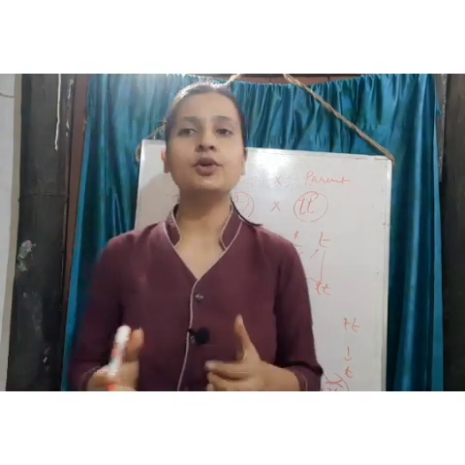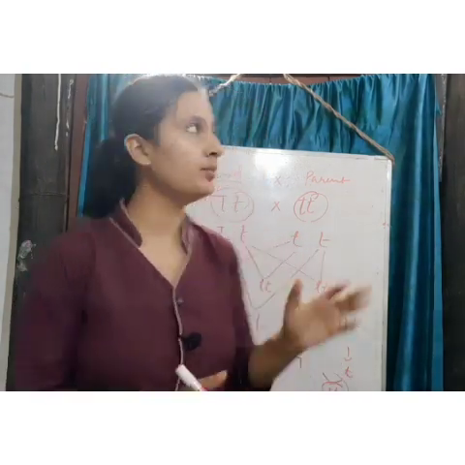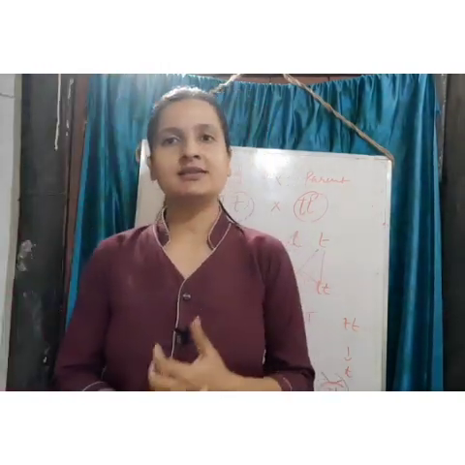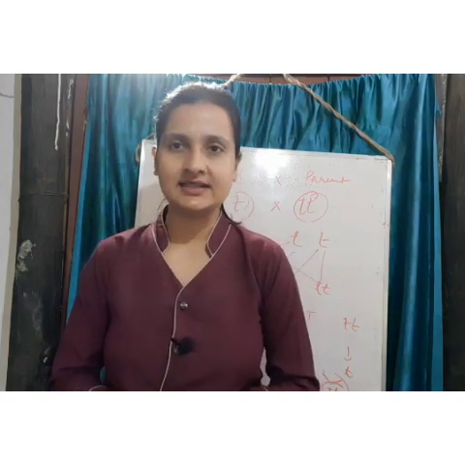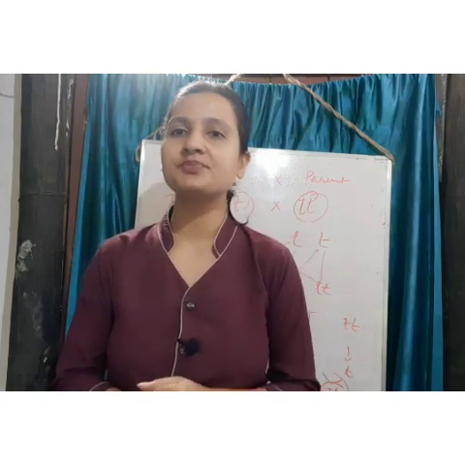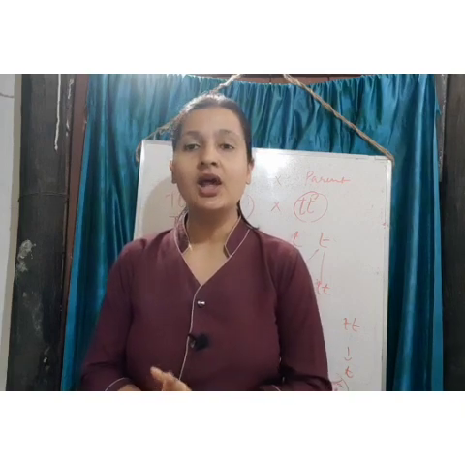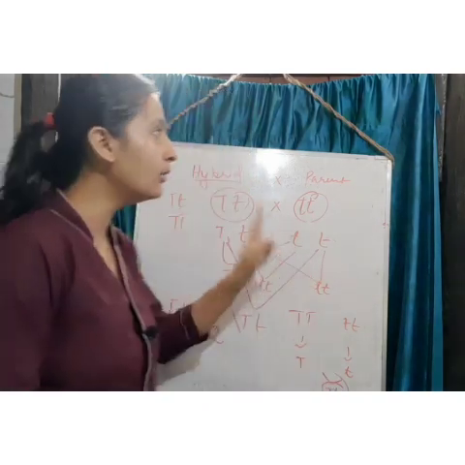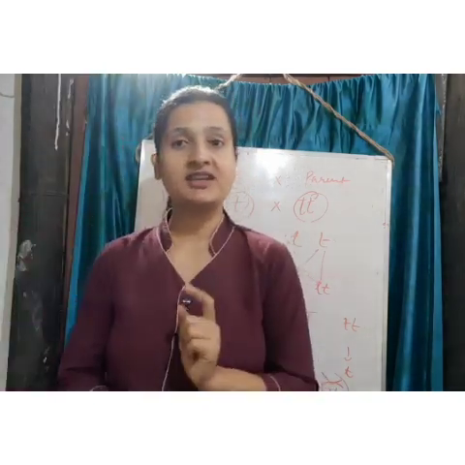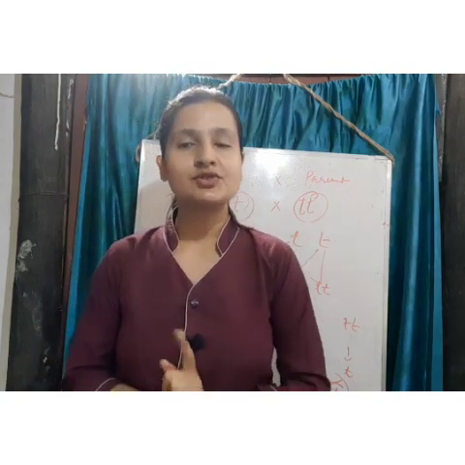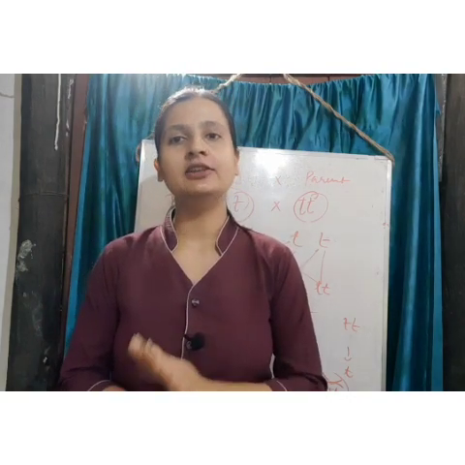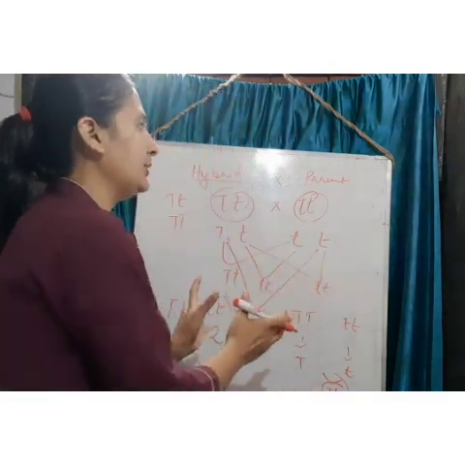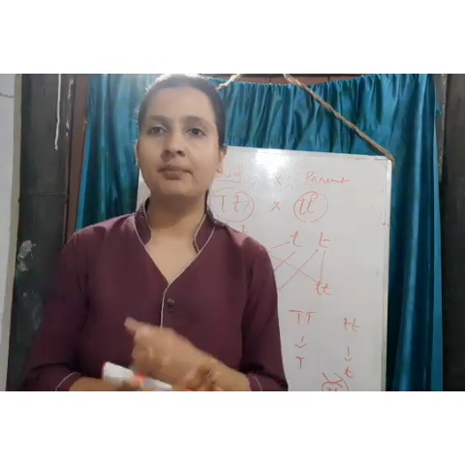Now, based on this monohybrid experiment, Mendel proposed some rules of inheritance, and those rules are now known as principles of inheritance or laws of inheritance. There are two laws of inheritance based on the monohybrid cross: the law of dominance and the law of segregation. Now the whole concept is clear to you, right? Now let me tell you about the law of dominance.